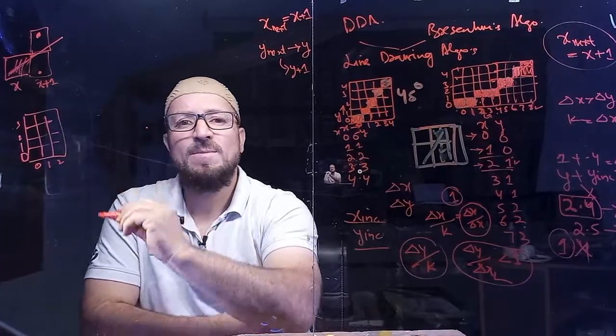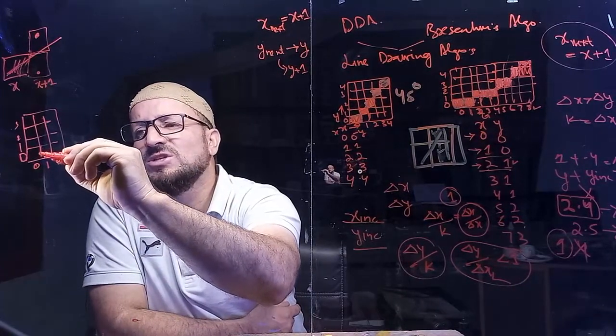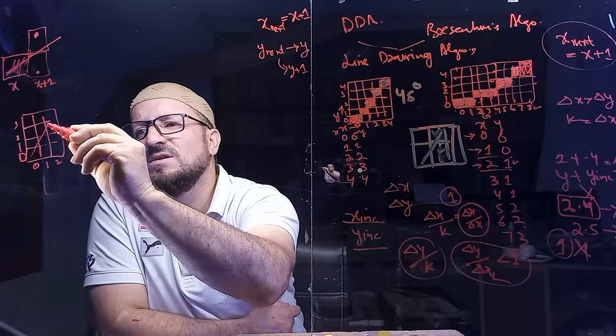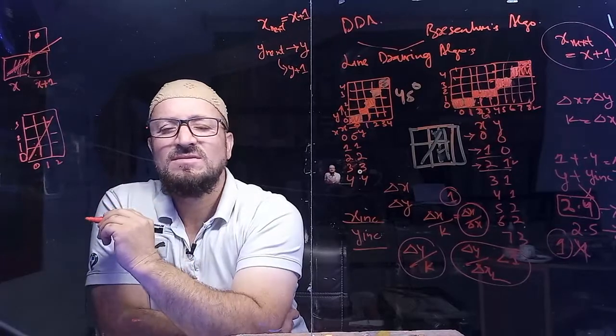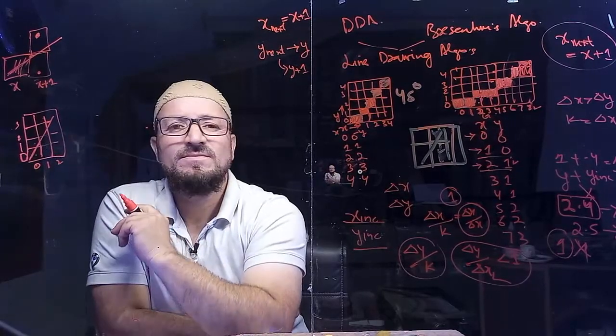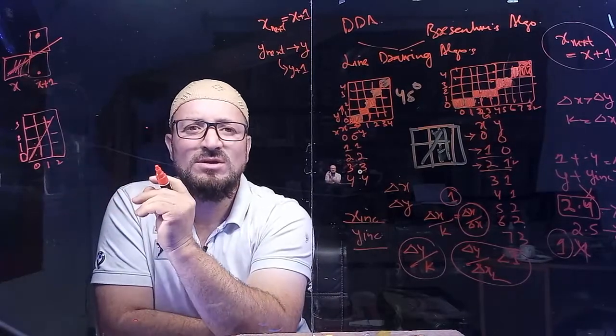Now say for example I have got some line which is coming like this. As you can see, there is a tie between this pixel and this pixel, and there is a tie between this one and this one. So should I do this pixel or this pixel? Should I do this pixel or this pixel, and so on?